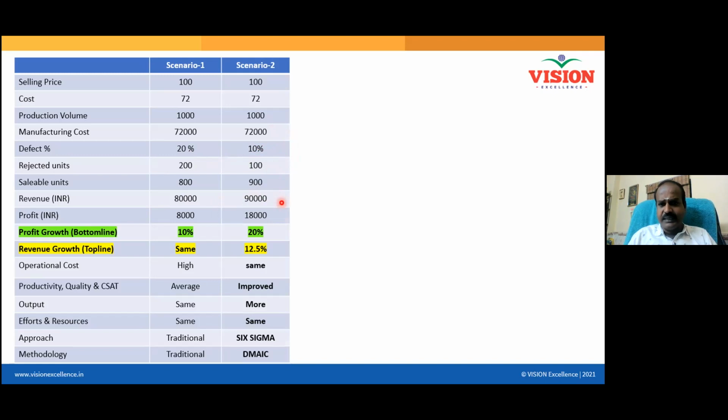Now the revenue becomes 90,000, and your profit is the difference between the revenue and the manufacturing cost. How much is the profit now? 18,000. If you look at 18,000 as a percentage of your revenue, it is now found to be, all right, 90, near about 12.5%, isn't it? Sorry, your profit is 20%. Your profit is now 20%. So what do you observe here? Your profit is doubled.